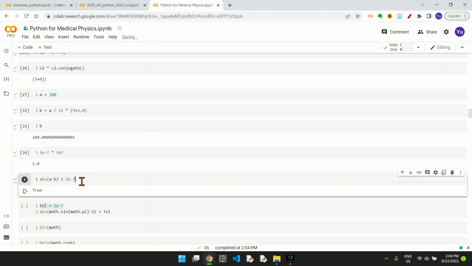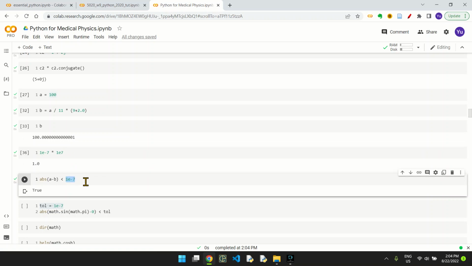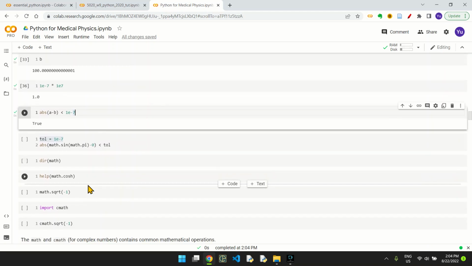And of course, this tolerance will depend on the memory of your computer. The larger the memory, the more accurate this will be, which means you will have more decimal places that are trustworthy. So you can set this tolerance even smaller. But usually you can take up to 7 decimal places as the rule of thumb.